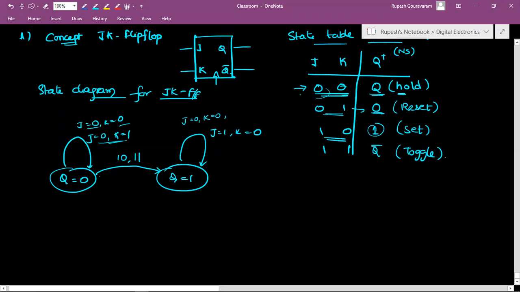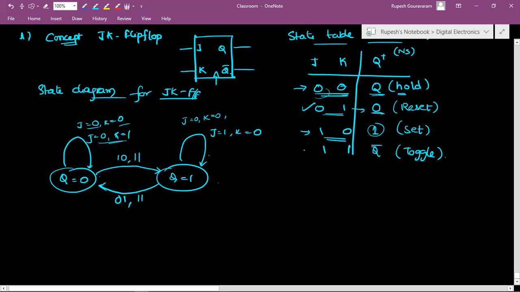So two cases are over. This 0 0 and this 1 0 is also over. If the inputs are 0 1, then reset. So for 0 1 it got reset. Then if inputs are 1 1, then it toggles. So here 1 1 comes again. So this is the state diagram for the JK flip-flop.